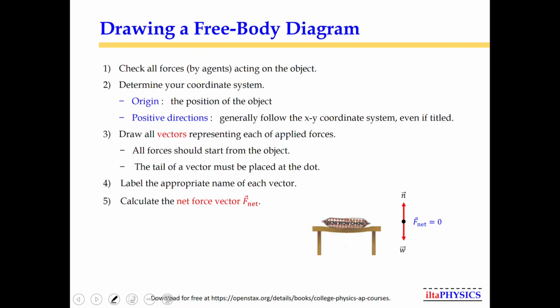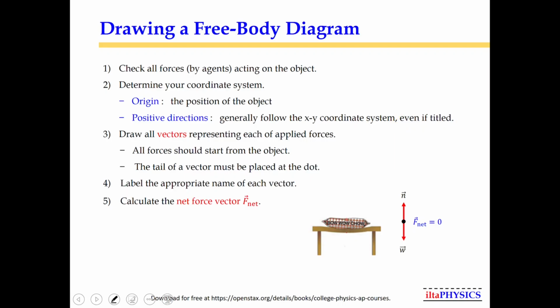Step 2 is to choose a coordinate system. As we learned earlier, this means deciding the origin and the positive directions. Usually, we use the regular XY coordinate system and place the origin at the object's location. In this case, let's place the origin at the bag and use a standard vertical and horizontal axis. But if the object is on a sloped surface, then we often tilt the coordinate system to match the slope. We'll cover an example of that soon.